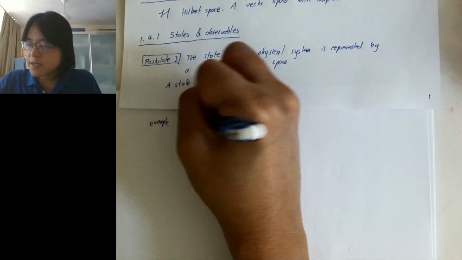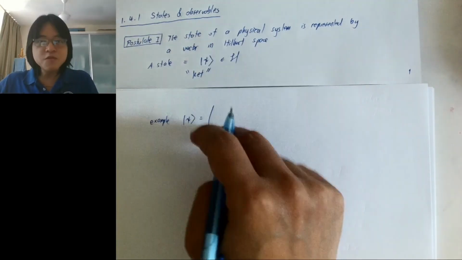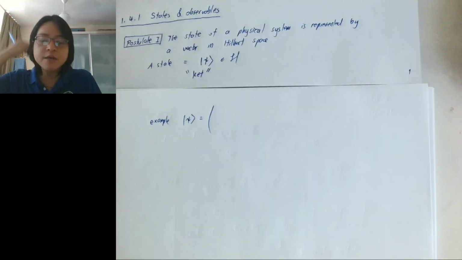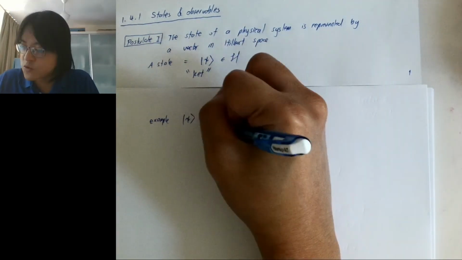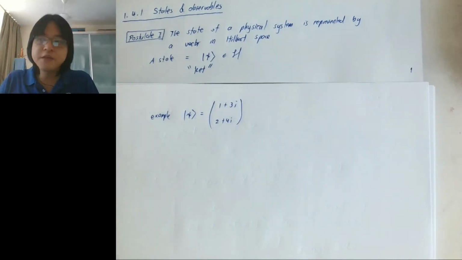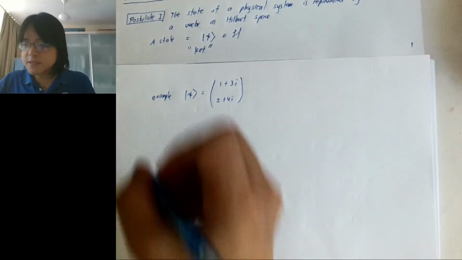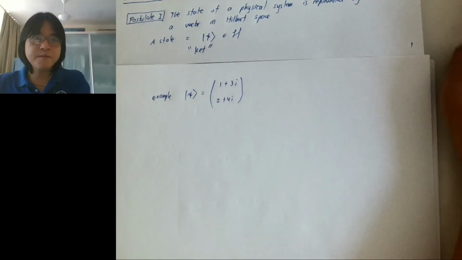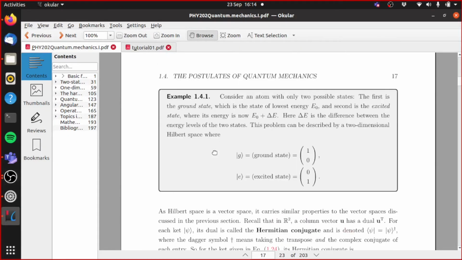A vector space, let's say a ket, is 2-dimensional. So two elements, but the elements can be complex numbers. So let's take a complex number: 1 plus 3i is a complex number, right? And then 2 plus 4i, another complex number. So this is an element of a 2-dimensional Hilbert space. And in fact, this is what we will do quite often. This is in example 1.4.1. So let me bring up the PDF. A 2-dimensional vector space is something that we will use quite often.